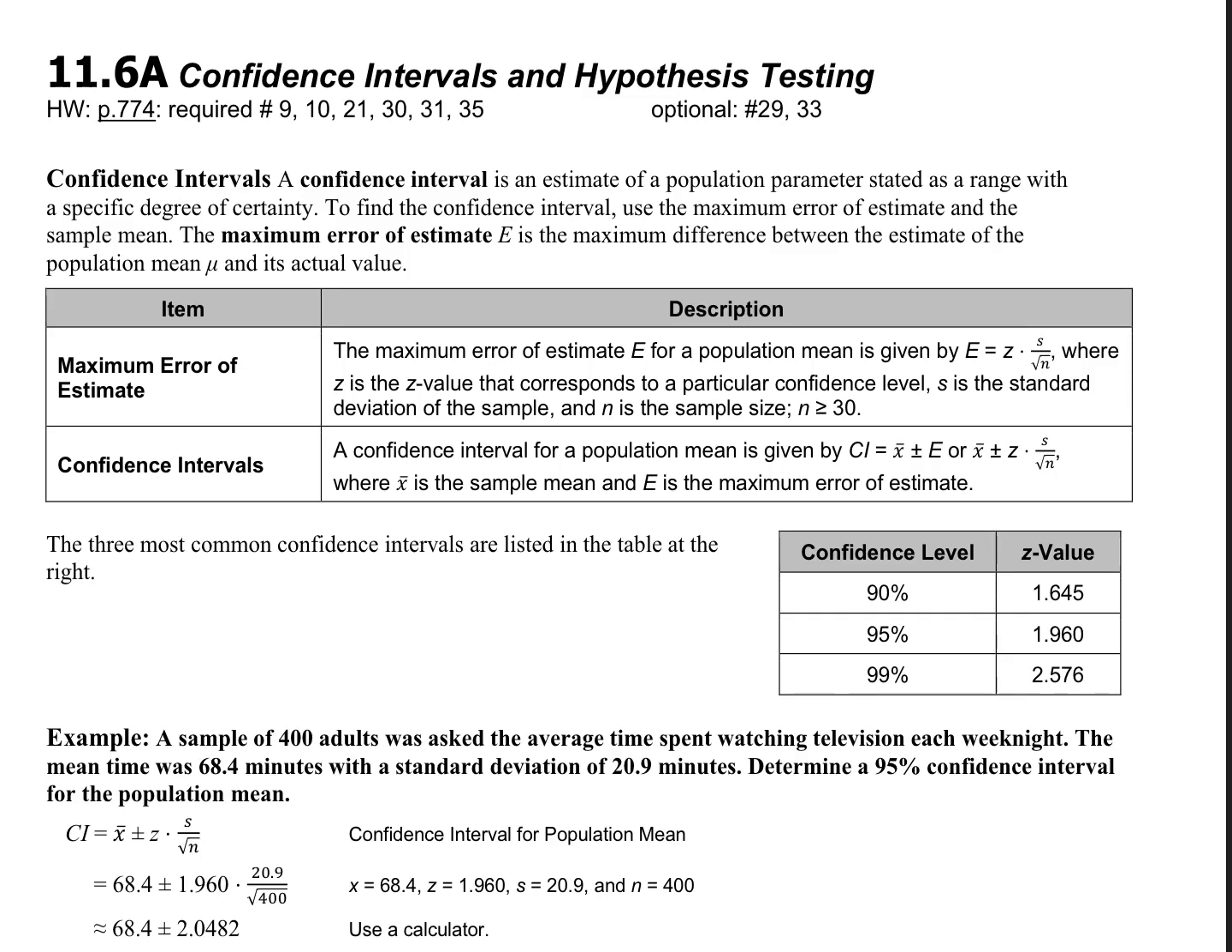In 11.6a, we're learning about confidence intervals, and then in 11.6b, we'll do hypothesis testing. This builds off of 11.5, where we learned the empirical rule. The empirical rule states that about 68% of the data, assuming it's a normal model, will be within 1 standard deviation away, and 95% of the data will be within 2 standard deviations.